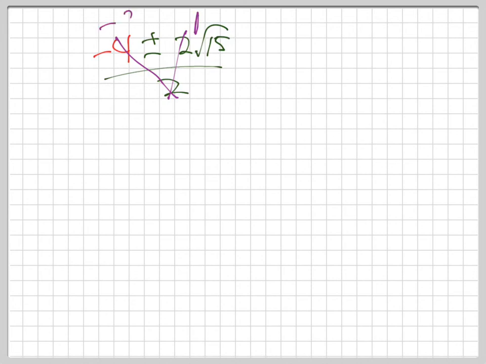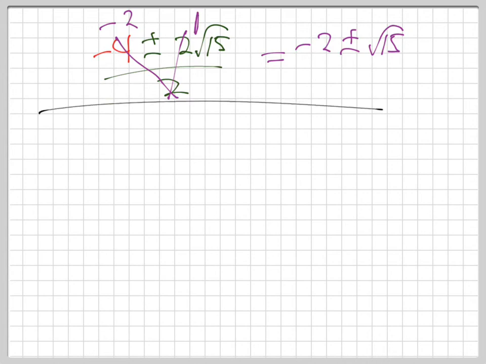Let's go back. What if we had -3 plus or minus 2 root 15 over 2? Or actually, I keep changing my mind. Let's make this a 4. What if this was -4? Now, in this case, the 2 could go into 2 one time, and the 2 would go into 4 2 times. And the answer would be -2 plus or minus root 15. Again, you don't need that 1 next to the root 15. It's not doing anything.